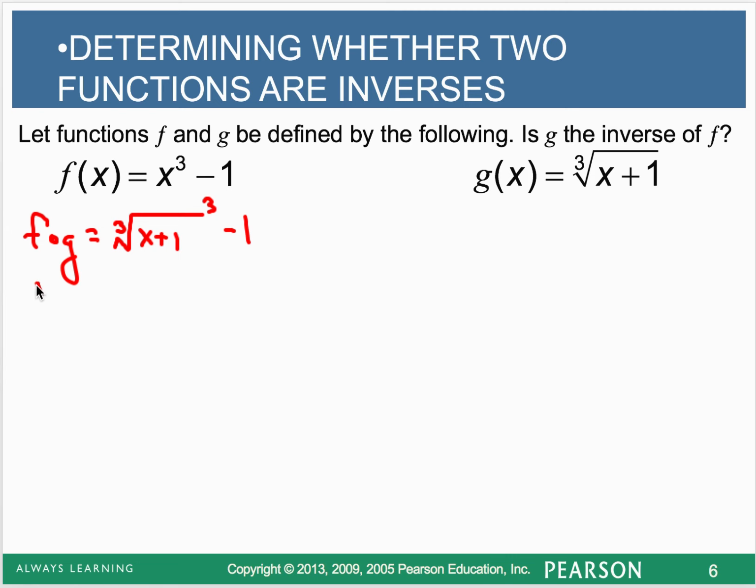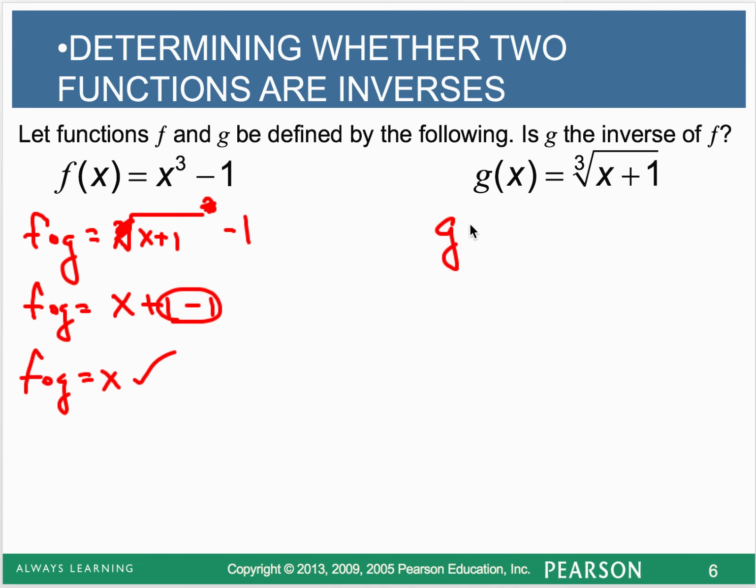Okay, now, just simplifying that, my cube root and my cube will undo each other and just leave x plus 1 minus 1. Plus 1 minus 1 is 0, so f of g equals x. So far, so good. If g of f is also x, then yes, they are inverses. If you get anything but x for one of them, then you say no, they're not inverses, right?